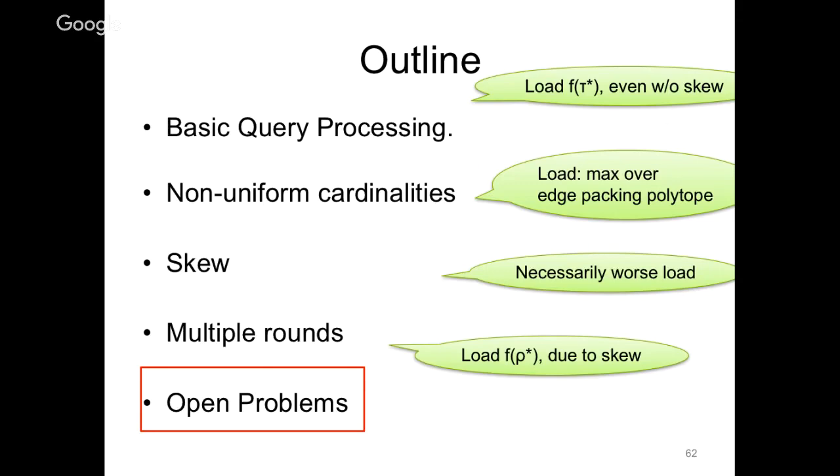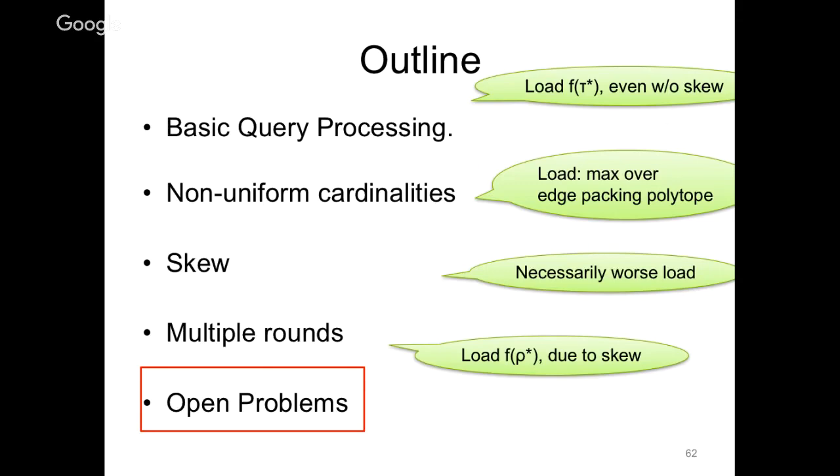Skew necessarily increases the load. We have no choice. We have to pay a higher cost, and the way to deal with skew is to use residual queries to adjust to the heavy or light hitters.